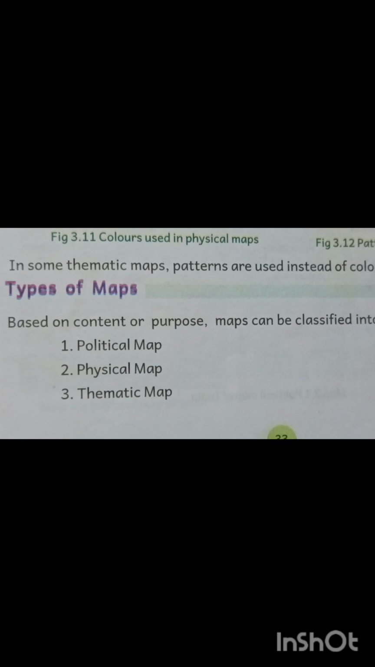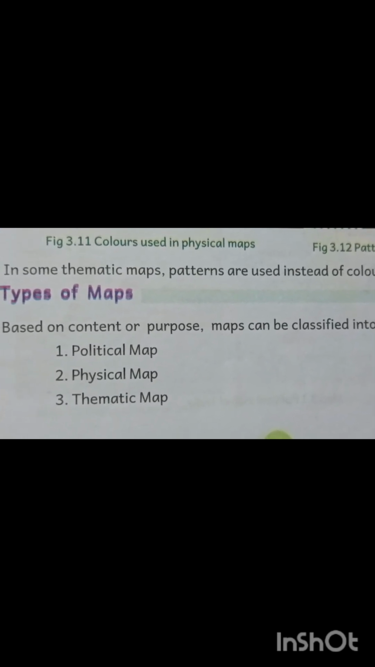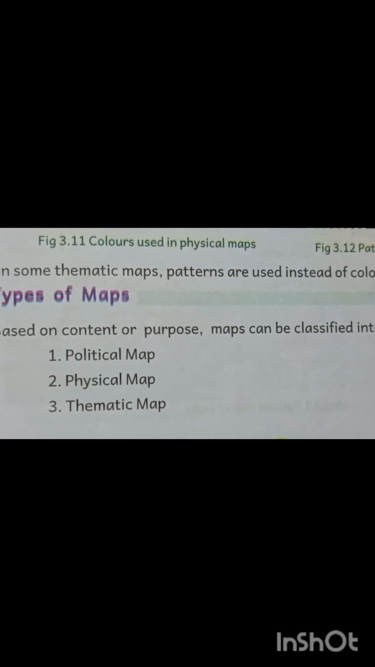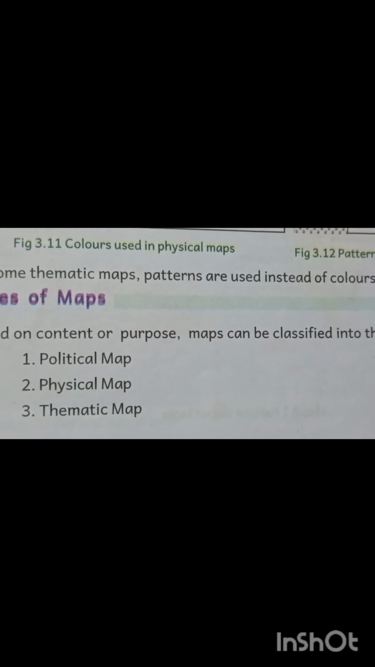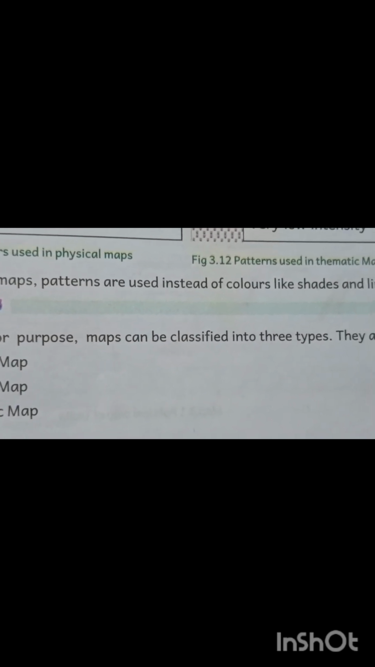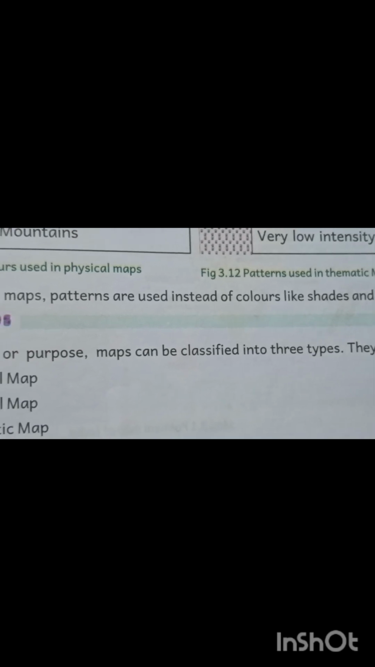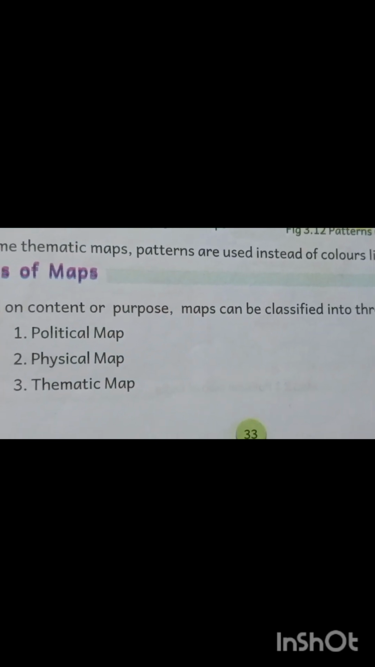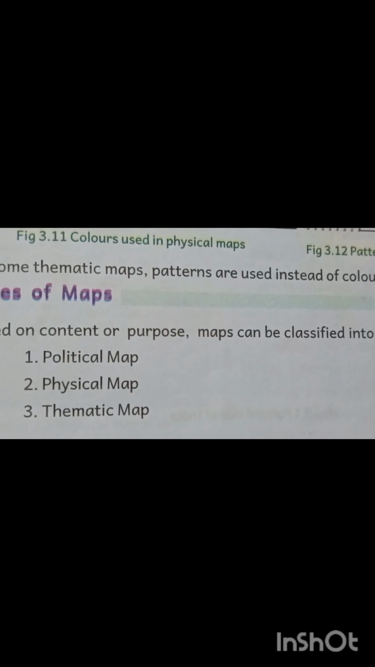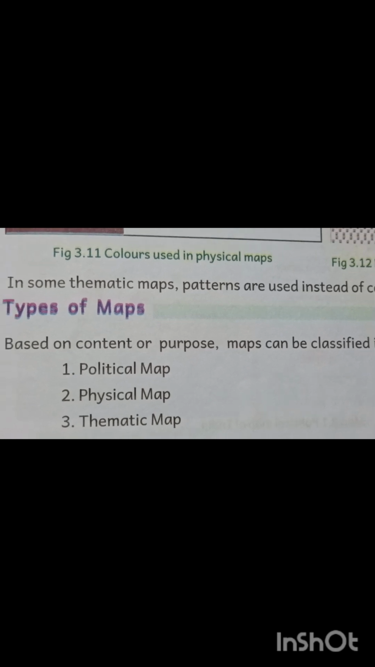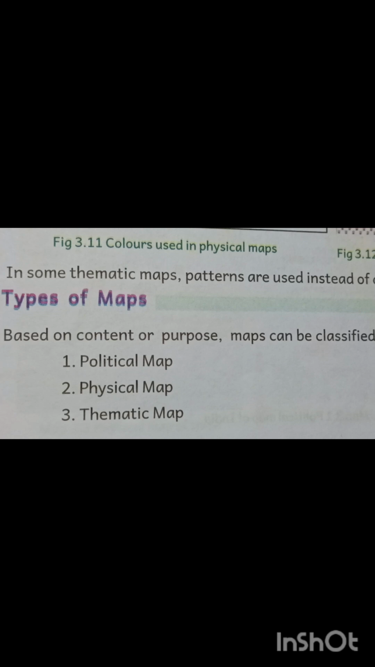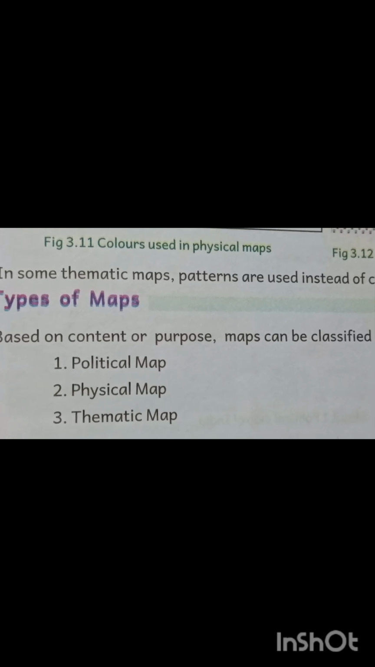Now we are going to know about the types of maps. Based on content or purpose, maps can be classified into three types. They are political map, physical map, and thematic map. And now we are going to know elaborately about these maps: political map, physical map, and thematic map.